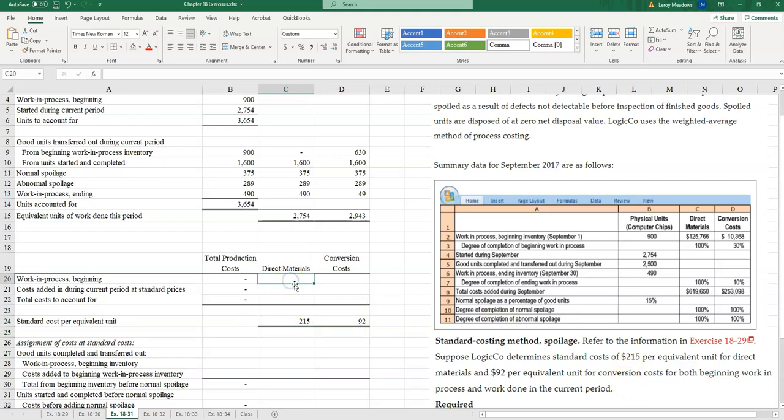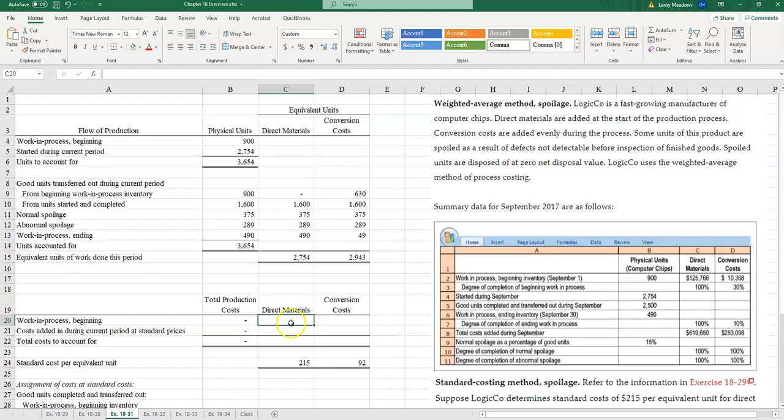Now to value my work in process beginning inventory, the stuff that carried over, I'm going to take my cost per equivalent unit times 900 units. Now I get 915,000, or 193,500, excuse me.